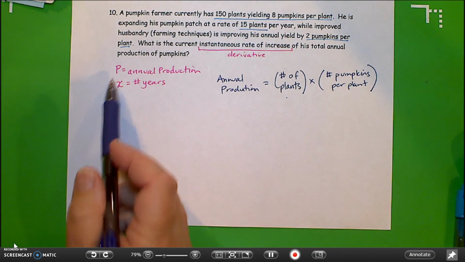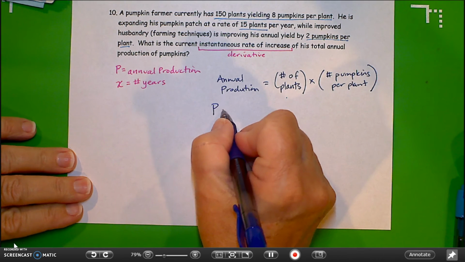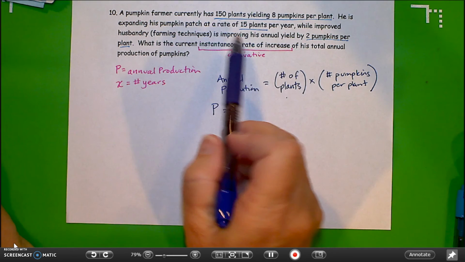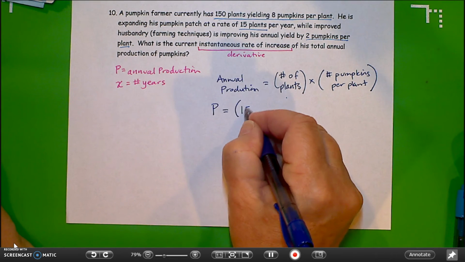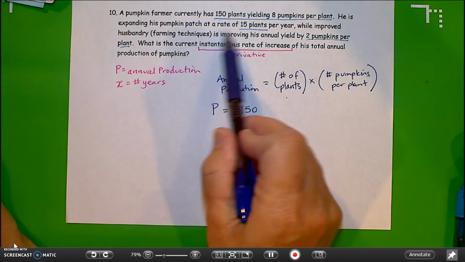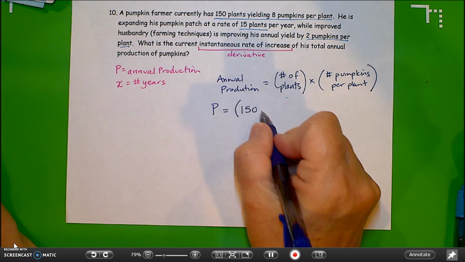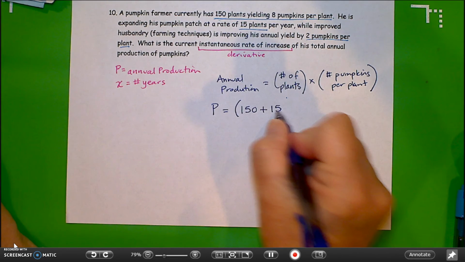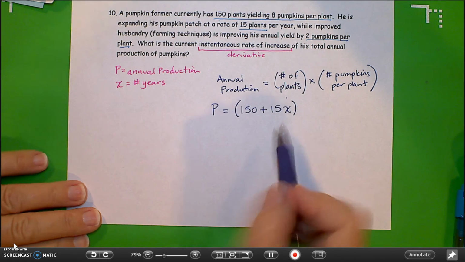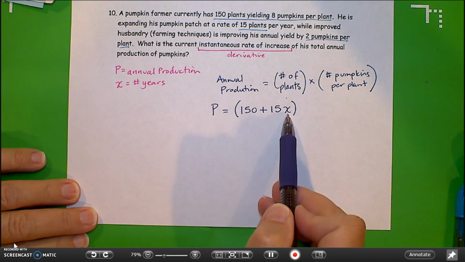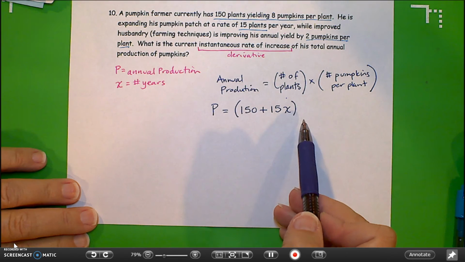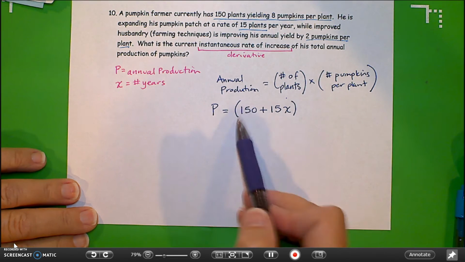So annual production, I already decided I was going to use the variable P for this. Number of plants. So we look back to the word problem and see what we have. We start with 150 plants, but it doesn't stay fixed at 150. We add 15 plants per year. So we're going to add 15 times whatever year it is, so 15x. That would be 15 plants per year. So at year 0, we have 150. At year 1, 165. At year 2, 180, and so forth. So that's the number of plants we have.